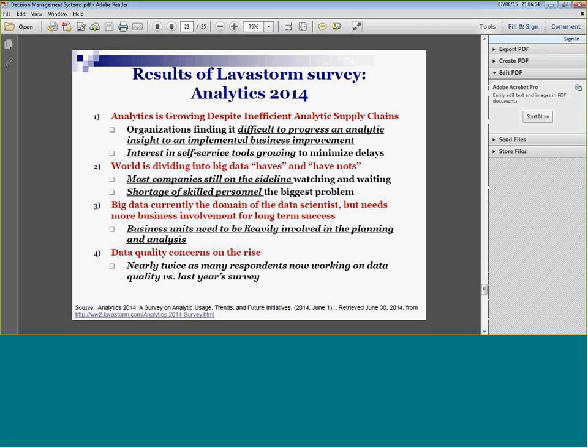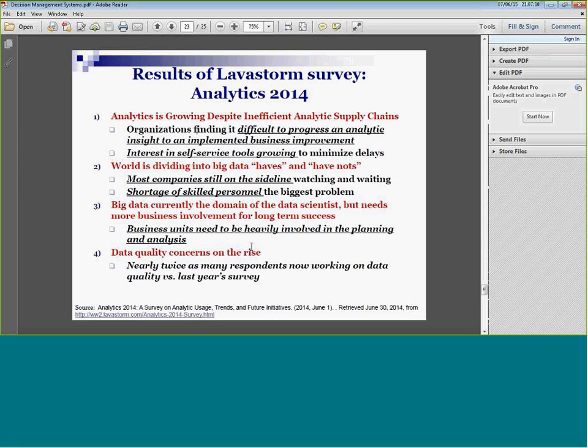Business units need to be heavily involved. Again, another of the preachings I think you'll hear from me and others in this program is to work with the people from the functional groups. They understand the data better than the data scientists. They don't understand the modeling, but they understand the data.